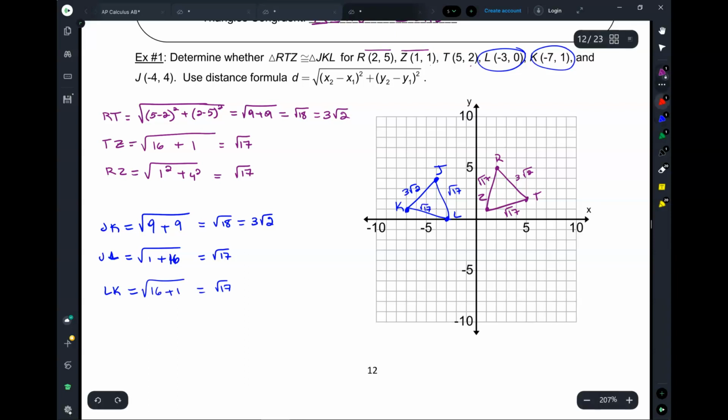Okay, so RT is congruent to JK, right? TZ is congruent to KL, and then the other ones are congruent as well, like this. All right? So we can say yes, they are congruent by SSS.